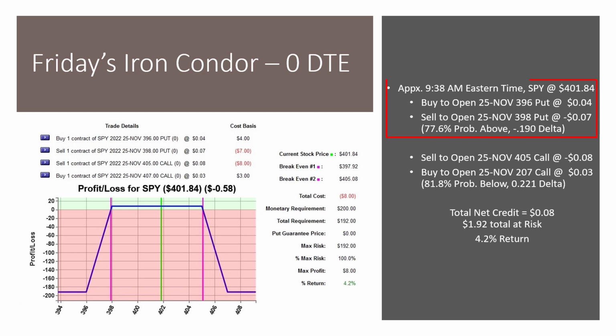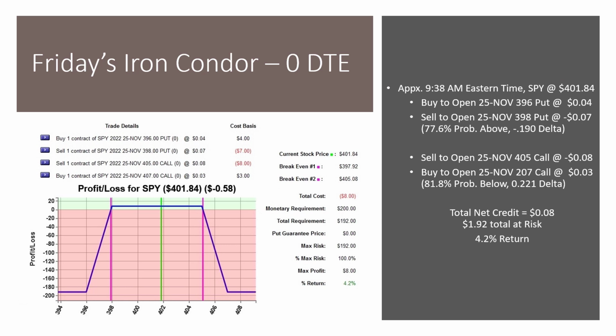We get an Iron Condor that matches our criteria. We loosened up the probability a little bit, but still wanted it to be above 75%. Our bull put side: sell to open the 398 put for 7 cents. It's only about 3.5, 4 points below the current price of SPY. And we're going to buy the 396, keeping that 2-point strike difference, for 4 cents. The 398 had a 77.6% probability above, but a delta of minus 0.19. Below 0.2 where we wanted it to be, probability wasn't as high as we'd want.